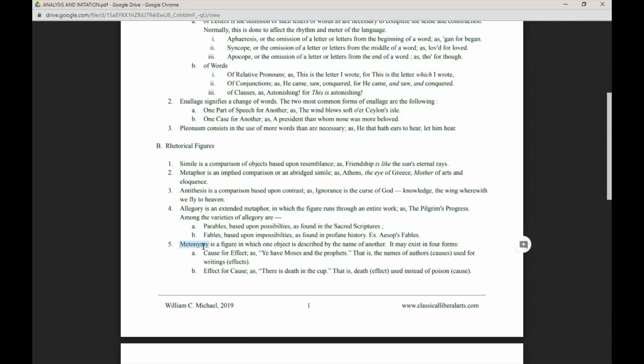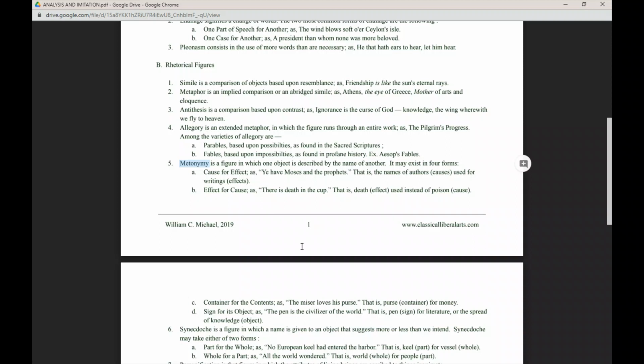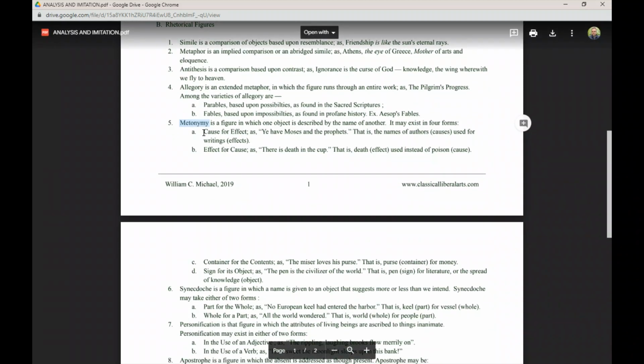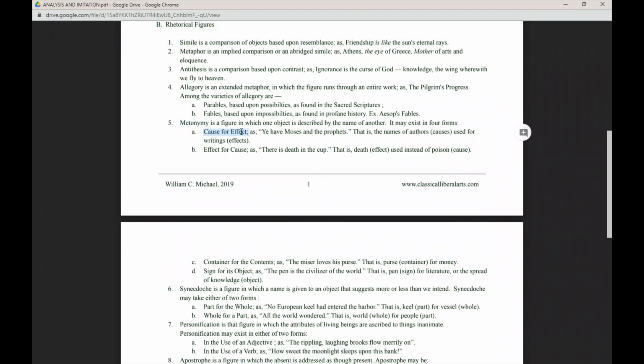Number 5, metonymy. Metonymy is a figure in which one object is described by the name of another. And we see that there are 4 kinds of metonymy. First, we can use the cause to describe the effect. We can use the cause for the effect.